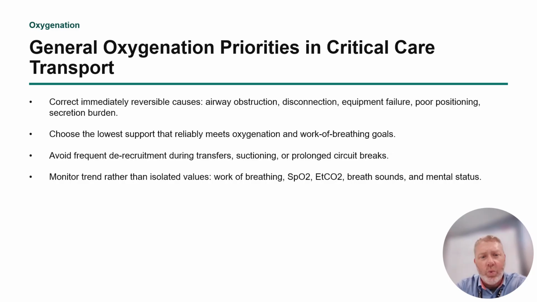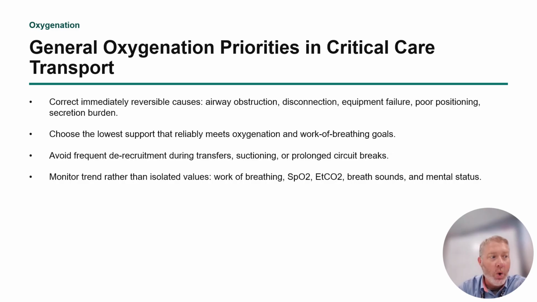So when we look at what oxygen device to put on a patient, you always want to have a strategy. Your first priority should be to correct any reversible cause. Reversible causes include an airway obstruction, so removing the obstruction, any kind of disconnection, make sure all the connections are tight, equipment failure, poor positioning, secretions. If they have secretions, suction those out.